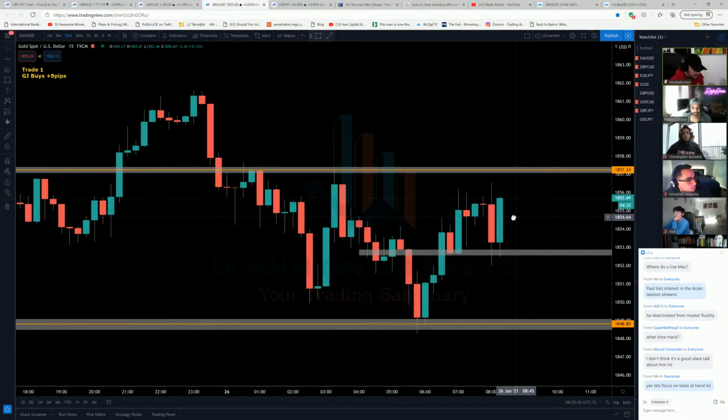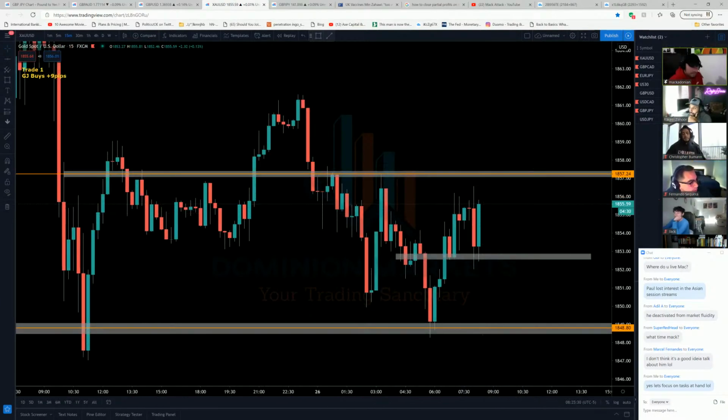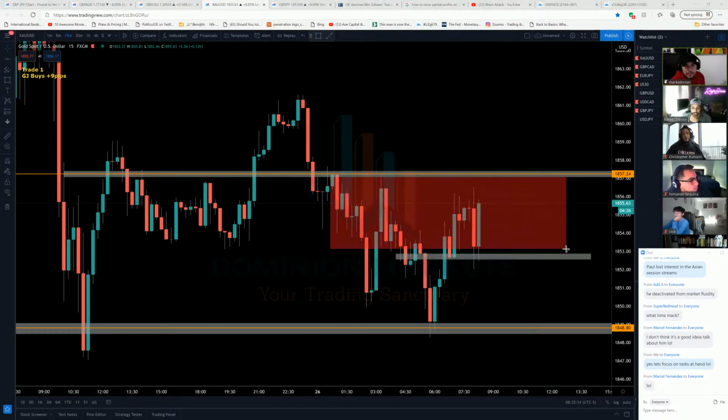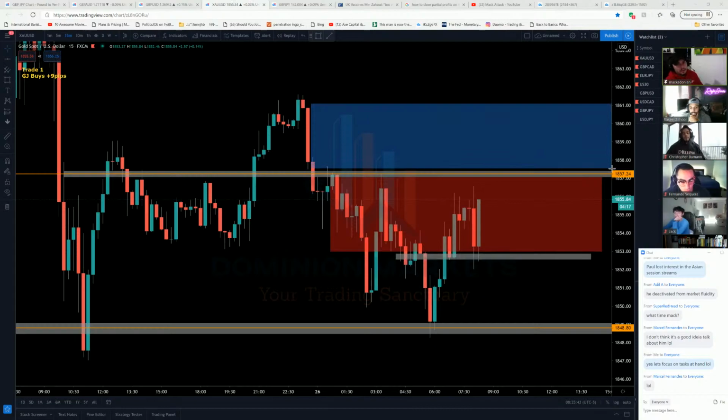Wow, gold is still ranging over here. This is a very bad range on gold. See this range over here? This is a no trade range. This is going to be a much better range on gold right over here. This is a nice range on gold here, above 1857.